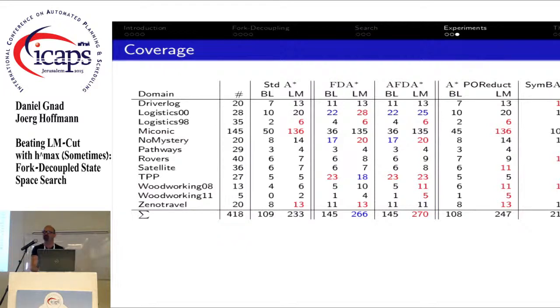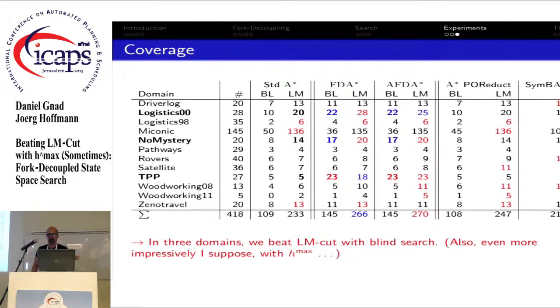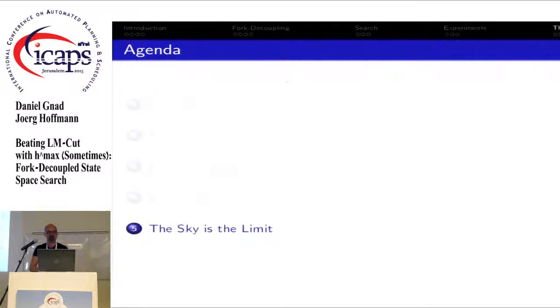So there's lots more things to do. In 3 domains, which is kind of fun, even if you use LM-cut in the standard search and H-max or a blind heuristic in our search, we still beat it. So in domains where it works, it works like hell. It just gets rid of the whole problem. I have very little time left, but let me try to get through this.